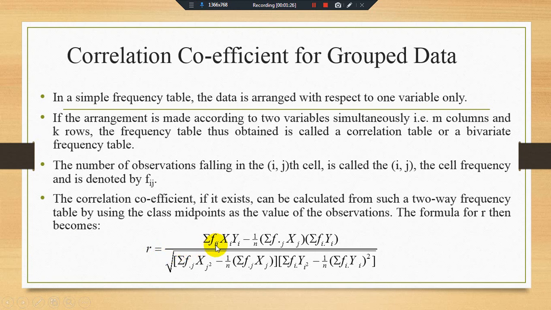R is equal to the summation of Fij xi yi minus 1 over n into the summation of Fj xj multiplied by the summation of Fi yi, and the whole summation of x and summation of y is multiplied with frequency, and then take the square root. This is the formula for group data correlation.